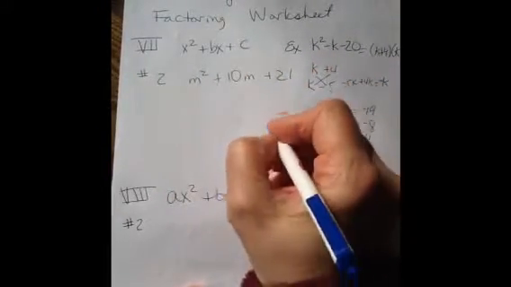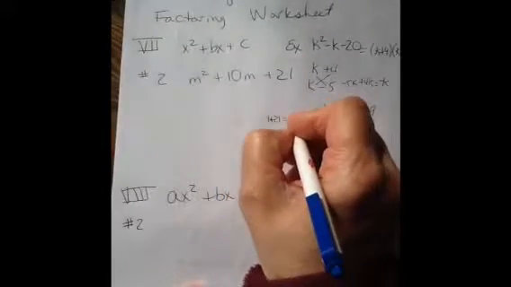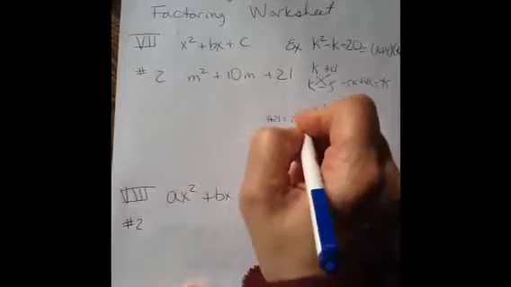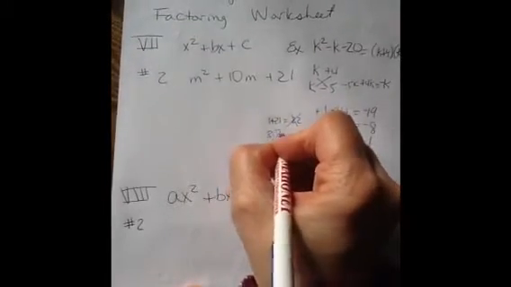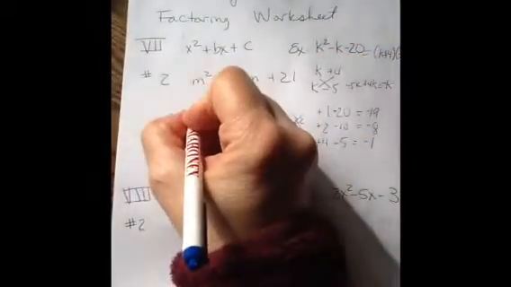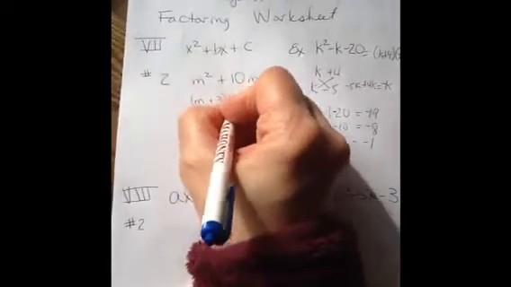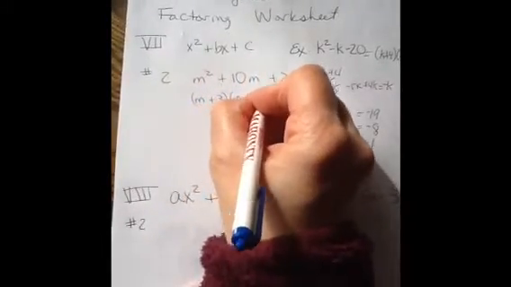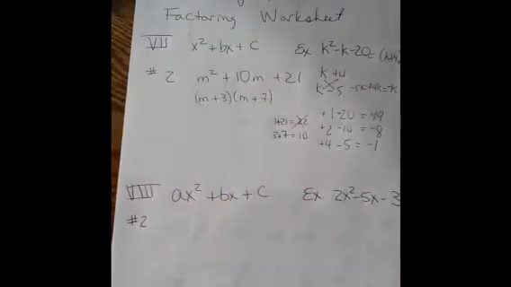both positive. 1 times 21, if I add those two together, I do not get 10, so this one won't work. If I take 3 times 7, if I add those together, will I get a 10? And it does work. So I'm looking at m plus 3 and m plus 7. If you multiply this out, you should end up with this product.